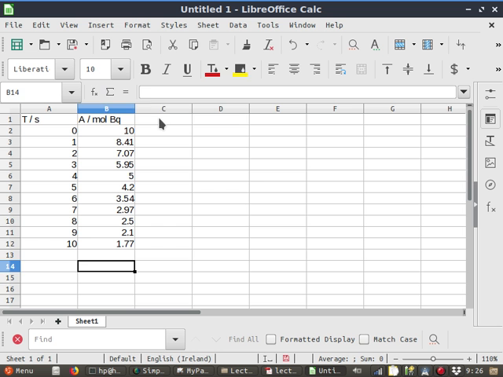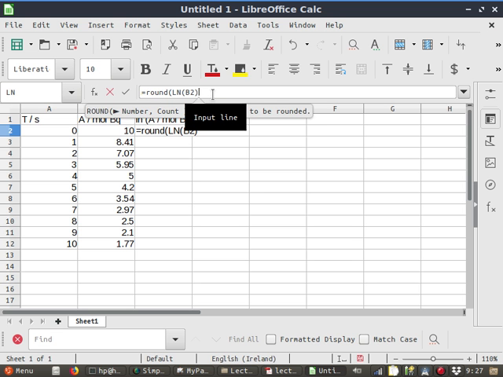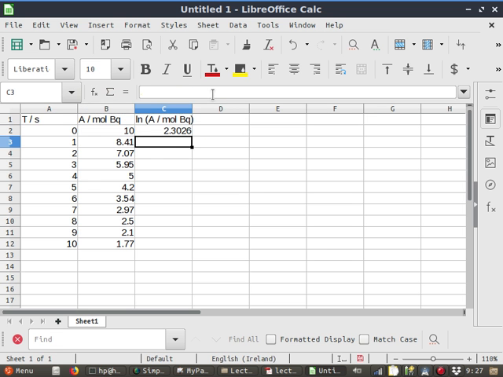Yeah. Okay, so what I need to do is get the log of the activity. So I'll just type in ln of that. In the exam, we can use a computer. You can use your calculator.